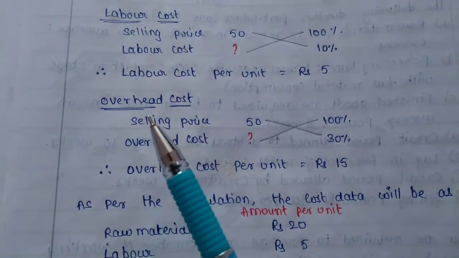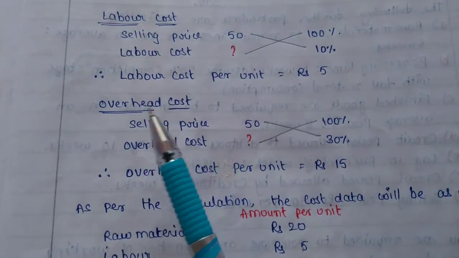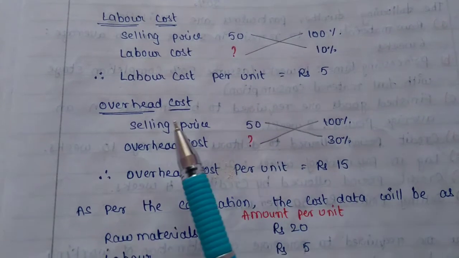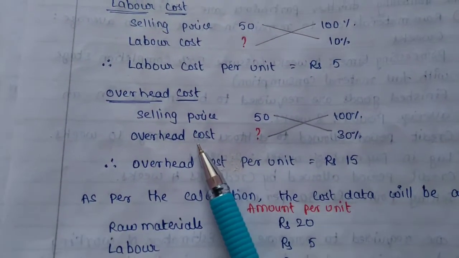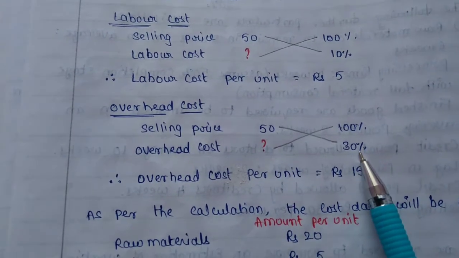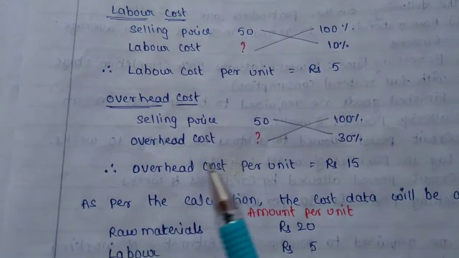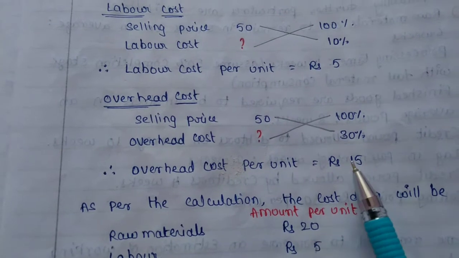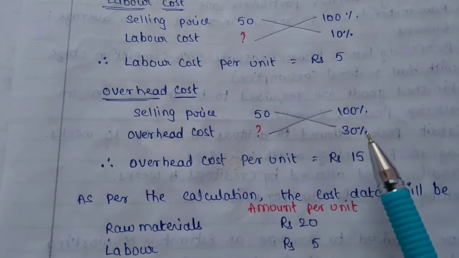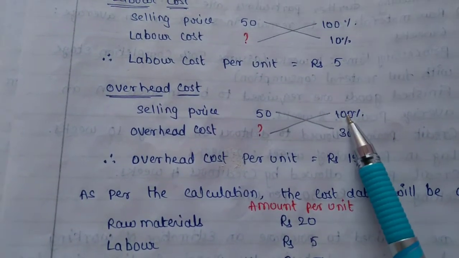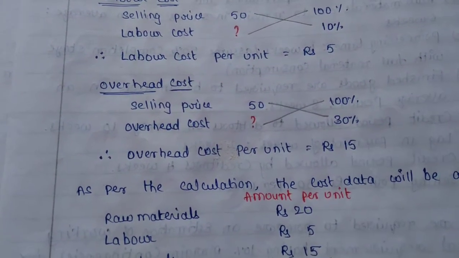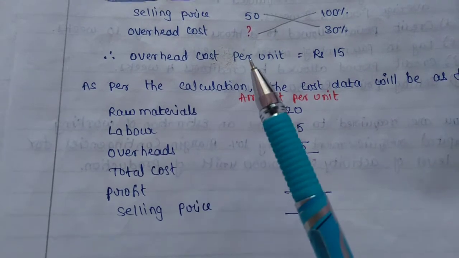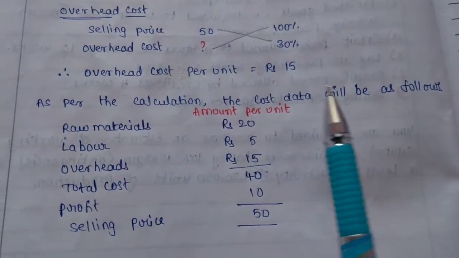And next, similarly, overhead cost calculation will be made. Selling price 50 rupees, assuming 100%. Overhead cost how much? At 30%. Now overhead cost per unit is equal to 50 into 30 divided by 100, that is equal to rupees 15. See, as per the calculation, the cost data will be as follows.